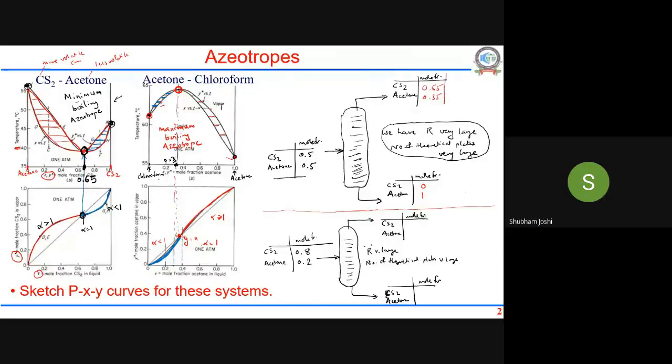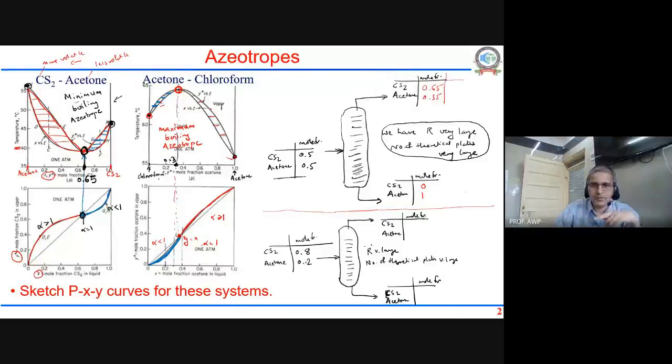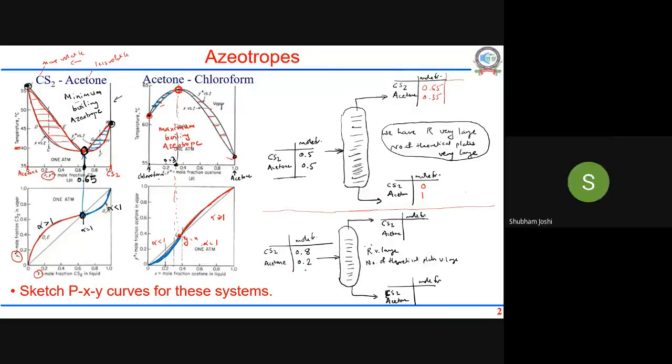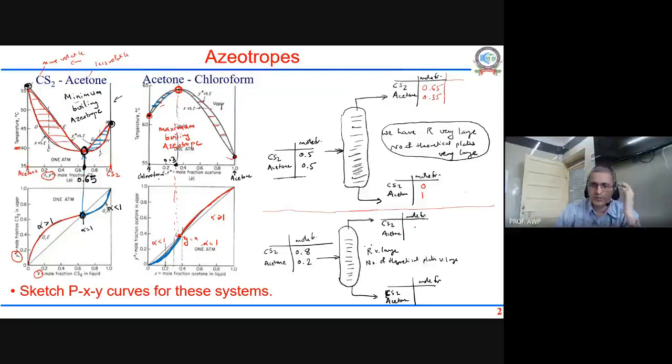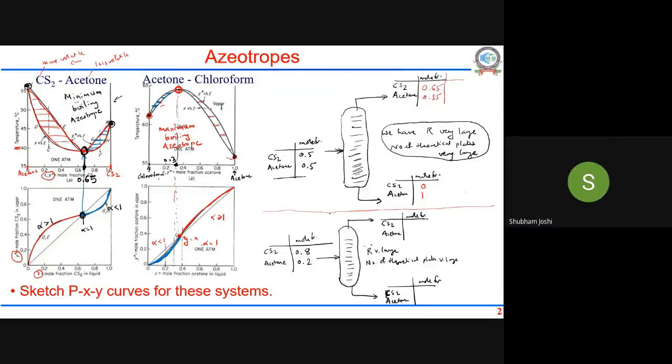In the second case, we will get CS2 in the bottom because driving force is negative. Second case means x is equal to 0.8, 0.2. Is that what you are saying? Yes, sir. Second case means which case are you saying? The 0.8 and 0.2 feed? Second case means CS2 at the top composition? Yes, sir.